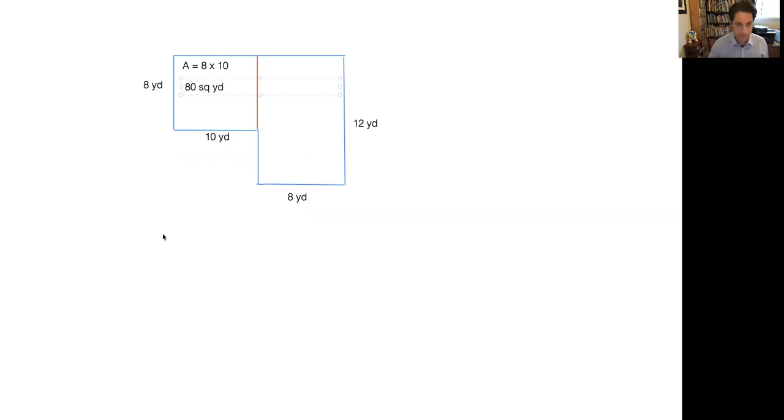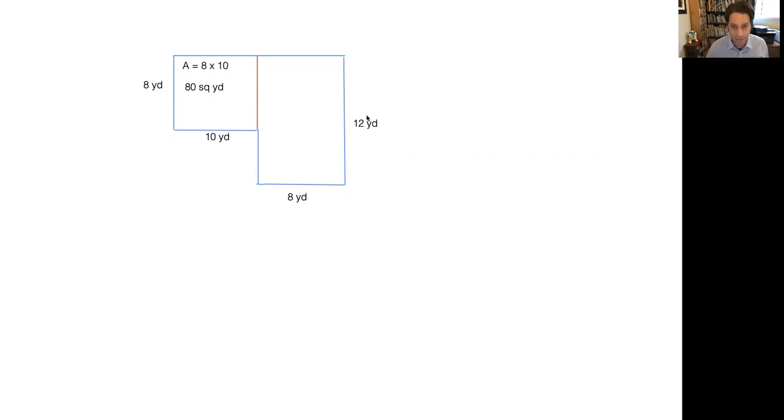Square yards. Okay, so the area of this first rectangle measures 80 square yards. Then we need to find the area of the second rectangle. Are we missing any information? This time, no. We have all the information we need.